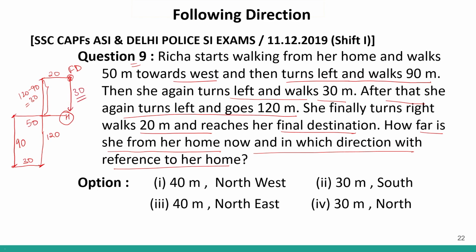And we have to find out how far she is from her home, 30 meters, and in which direction with reference to her home. With reference to her home, she is definitely in the north direction. So our answer will be 30 meter north, which is option number 4.